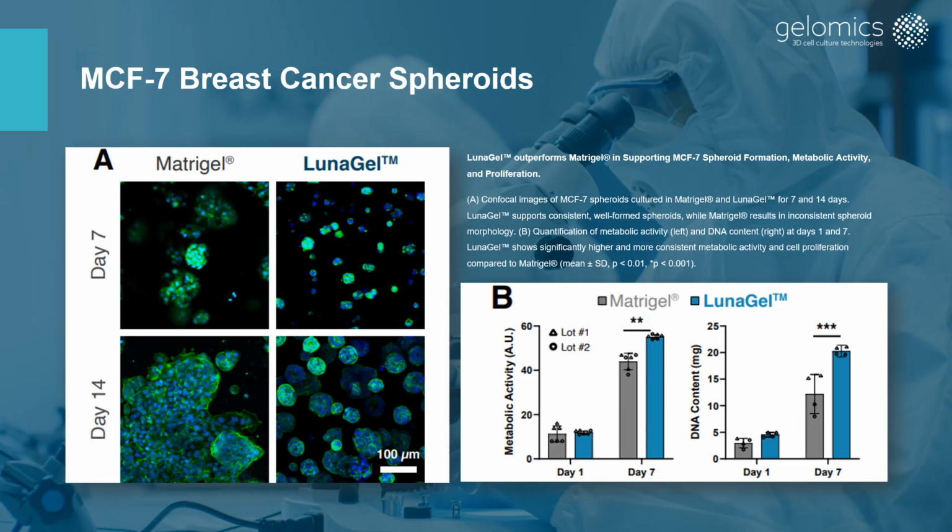Over on the right, downstream assays demonstrated that MCF7 spheroids cultured in LunaGel exhibited significantly higher metabolic activity by day 7 compared to their counterparts in Matrigel. Additional DNA content analysis also indicated elevated proliferation rates in LunaGel, suggesting a much better supporting environment for cell growth and viability.